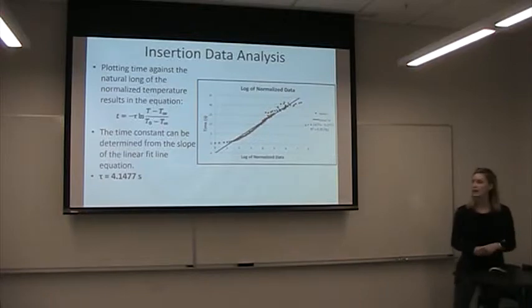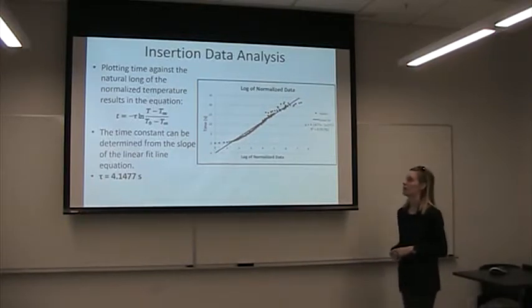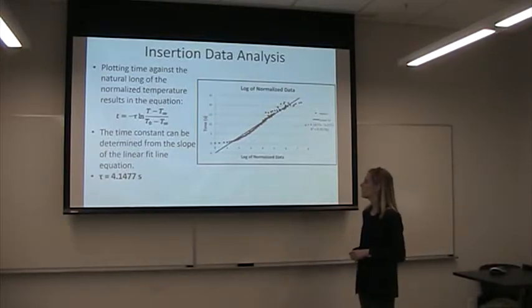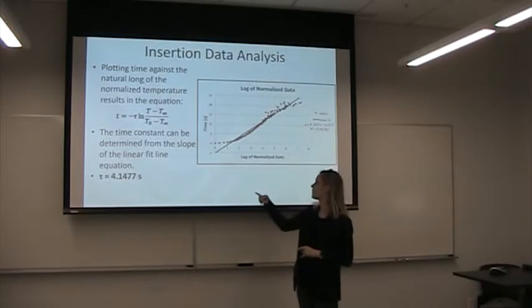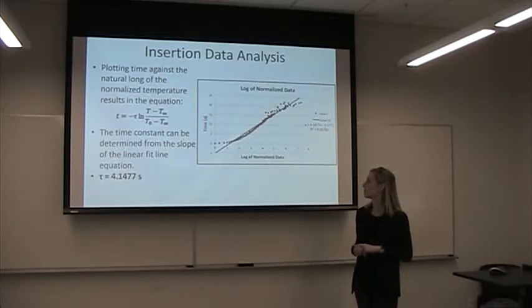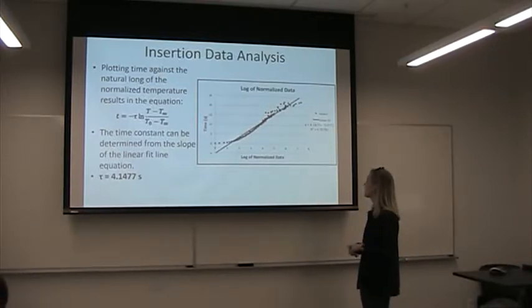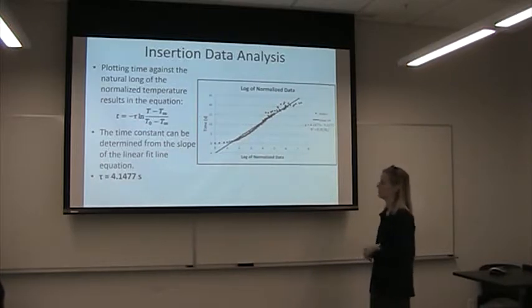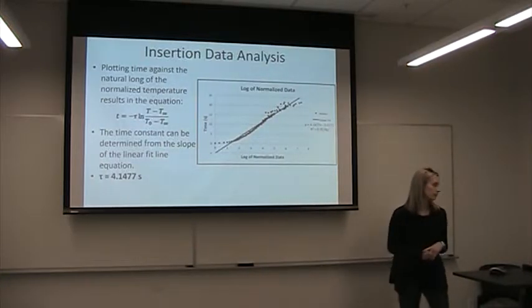Once we had the normalized temperatures, the natural log of that was taken in order for the plot to model the energy balance equation, which can be shown right there. When the log was plotted versus time, you can see that the time constant became the slope of the equation. So a linear fit was taken, and the slope of that was equal to the time constant. For the insertion, it was about 4 seconds.